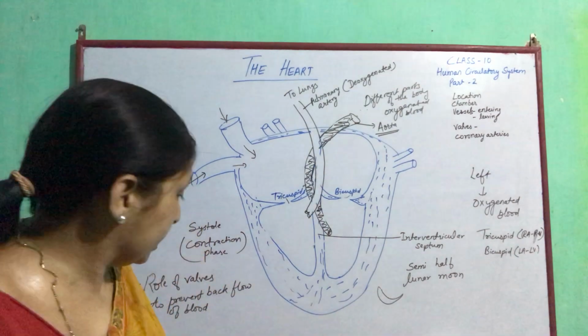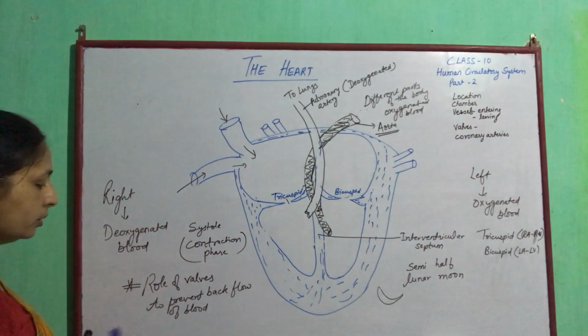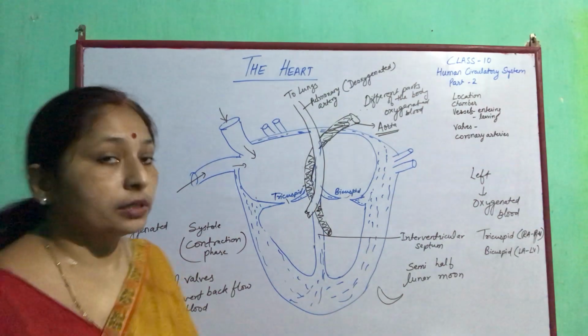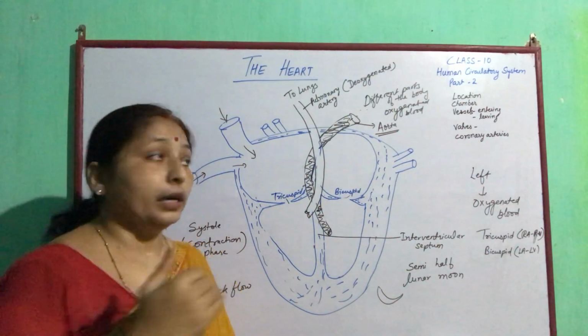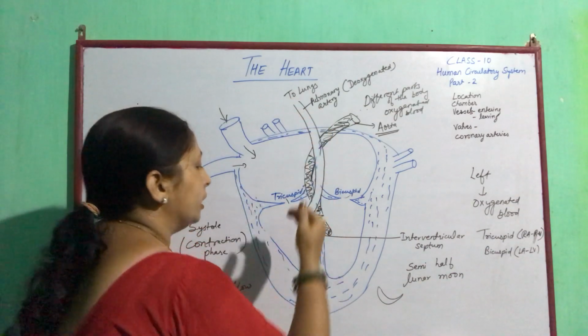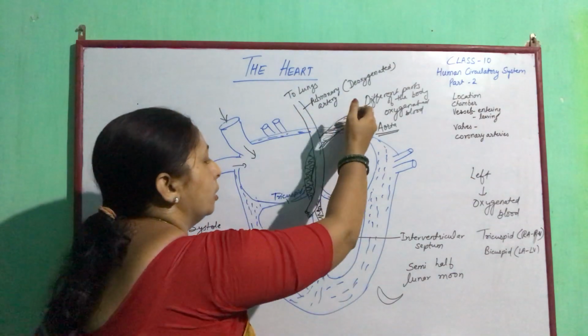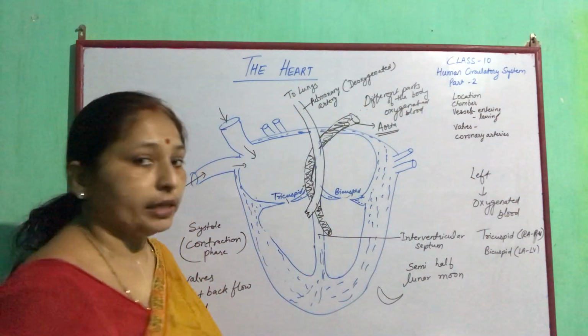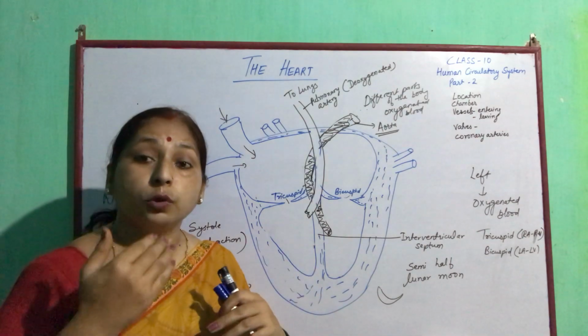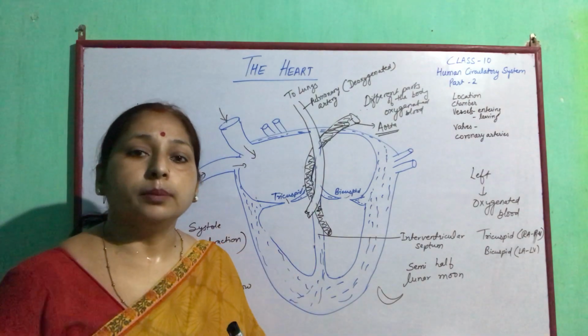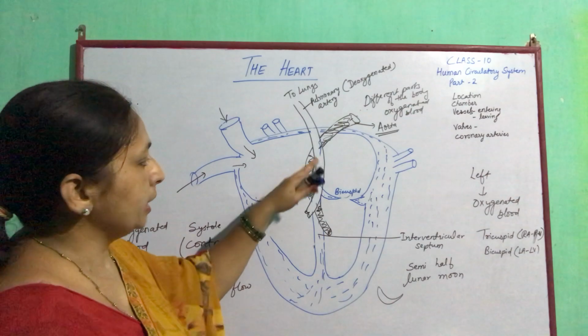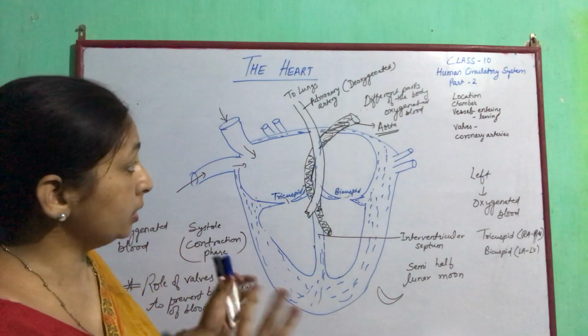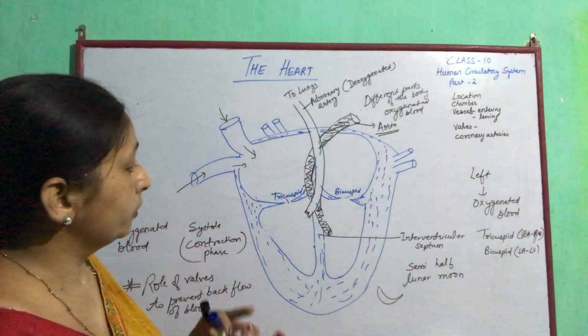So here also the role of semilunar valves is to prevent backflow of blood from pulmonary artery to the ventricle, from aorta to the left ventricle. So the role is basically preventing the backflow of blood from these vessels. And this was about the vessels.